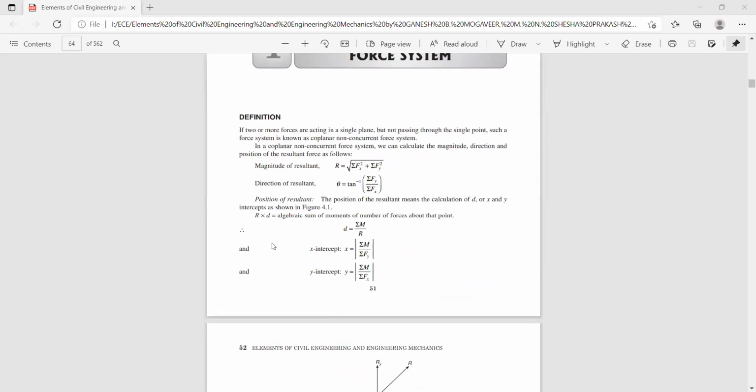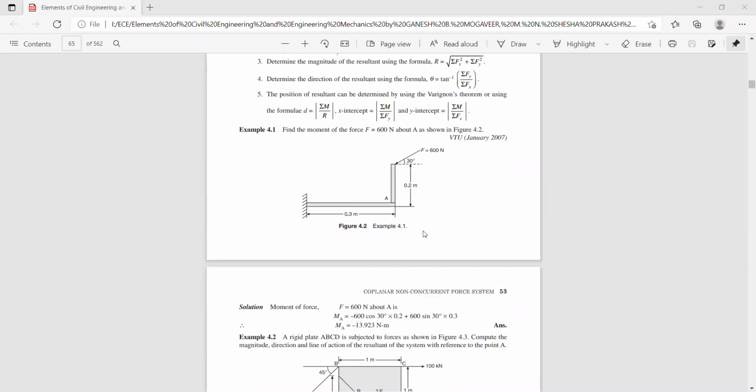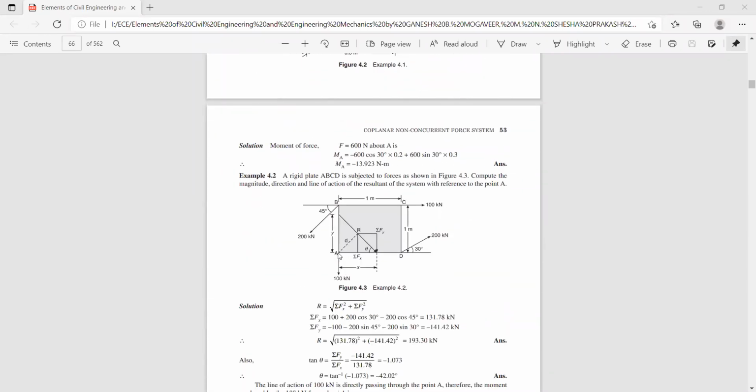The moment of the resultant is R into D. Here we have seen R into D is equal to the algebraic sum of moment of the number of forces about the same point. That is nothing but R into D is equal to sigma MA. Here we are considering the moment of all the forces with respect to point A. Hence R into D is equal to sigma MA. Sigma MA is nothing but minus 200 cos 45 into 1, plus 100 into 1, and minus 200 sine 30 into 1. So thereby you'll get the sum of the moments.